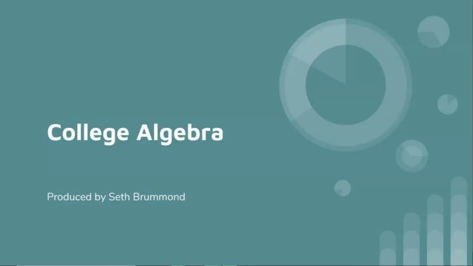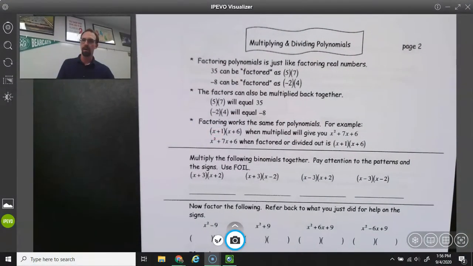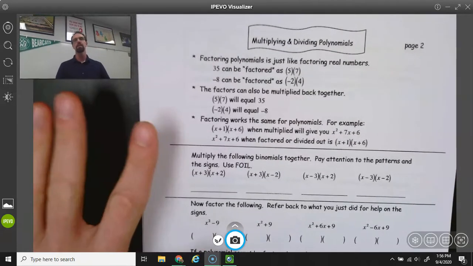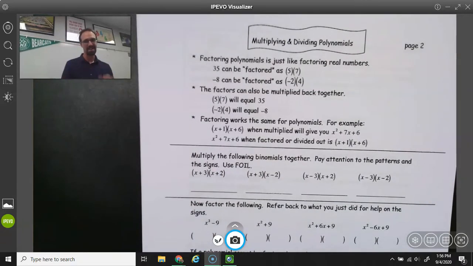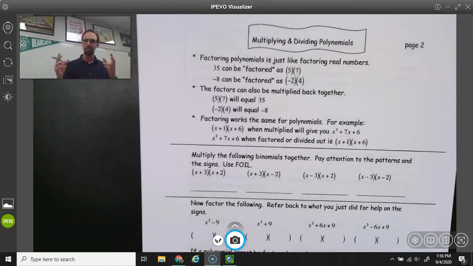We're going to be talking about the factoring set of notes, or section 4 of chapter R. We're on page 2, multiplying and dividing polynomials. Factoring polynomials is just like factoring real numbers. So again, I talked about in the last video factoring, grouping, division. That's the idea. 35 can be factored, air quotes, factored, as 5 and 7. But it can also be factored in other ways because you can divide 35 in other ways.